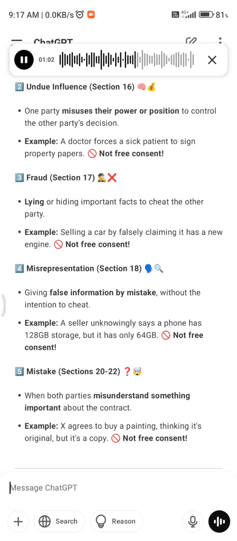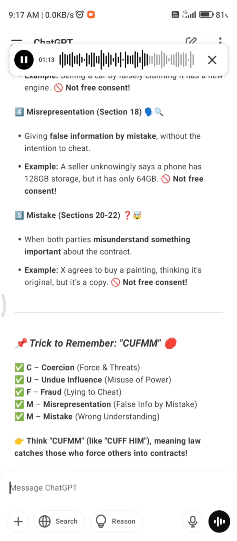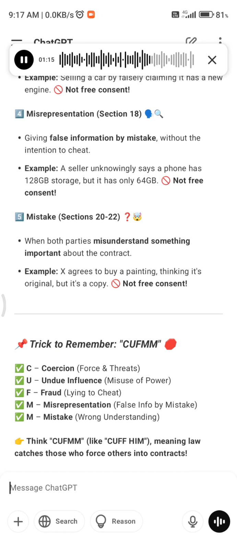Giving false information by mistake without the intention to cheat. Example: a seller unknowingly says a phone has 128 gigabyte storage, but it has only 64 gigabytes. Not free consent. 5. Mistake, Sections 20-22. When both parties misunderstand something important about the contract. Example: X agrees to buy a painting, thinking it's original, but it's a copy. Not free consent.